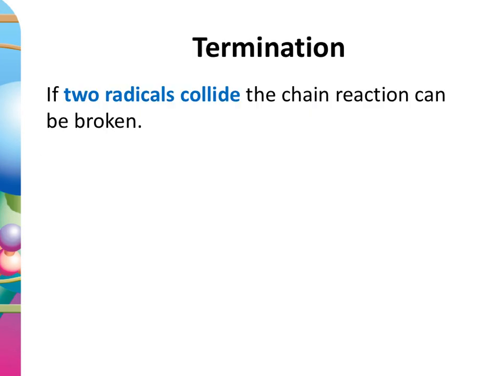The third and final stage is called termination. Now, any of the radicals that are formed in any propagation steps could potentially collide with another free radical. And if they do that, they won't get regenerated. The free radicals will form a normal molecule, and that chain reaction, as far as those free radicals are concerned, will be broken or stopped, and hence the word termination. So if you think about what we had on the previous slide, there were two types of free radicals in our two propagation steps. There was a chlorine free radical and a methyl free radical.